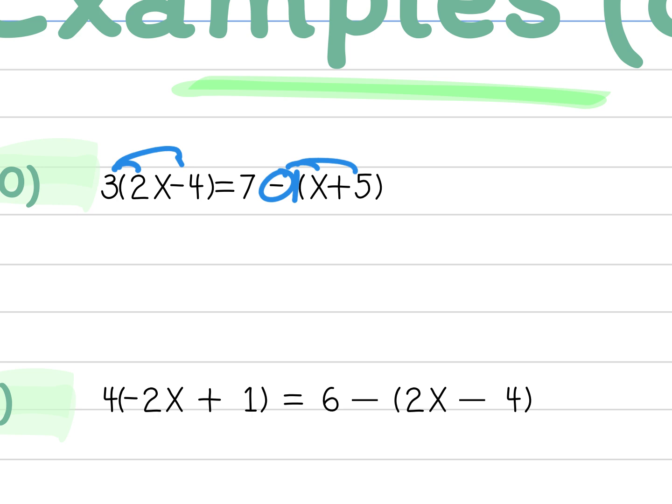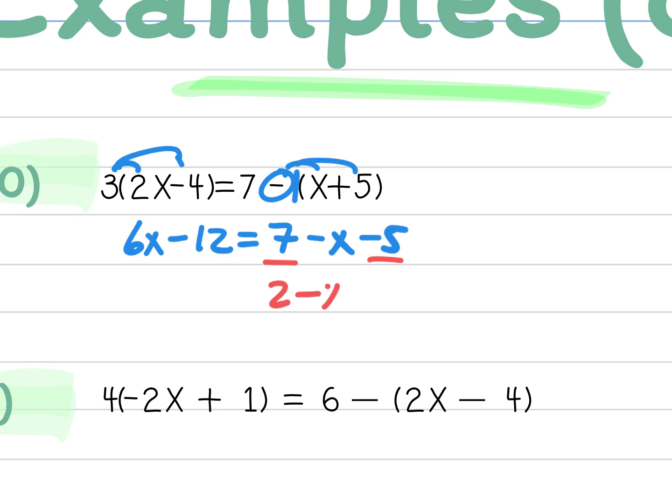So we get 3 times 2x minus 4, which gives us 6x minus 12 equals 7. And then the negative, again, changes the sign of everything on the inside of the parentheses: minus x minus 5. This becomes a standard problem that we've done a couple times before. 7 minus 5, combine like terms, you get 2 minus x. And then we get 6x minus 12 equals 2 minus x.